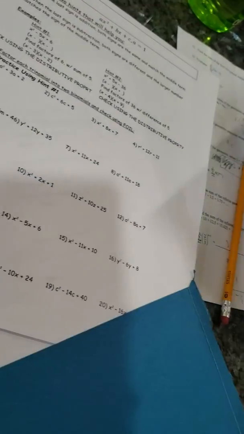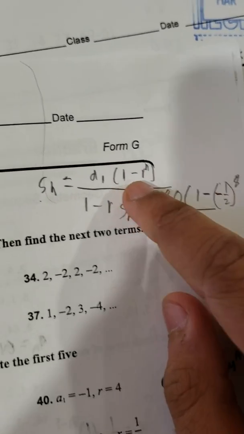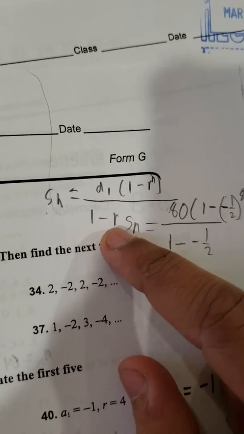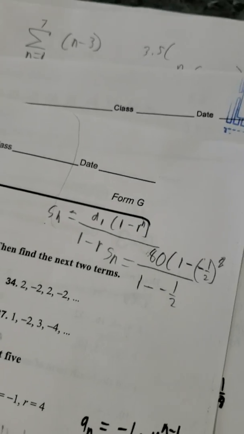Alright, kids. I think the equation on the board was... Let me find that real quick. Oh, right here. This equation's important. a_1 times (1 minus r to the power of n) over 1 minus r. That's important. That's the equation you can use.